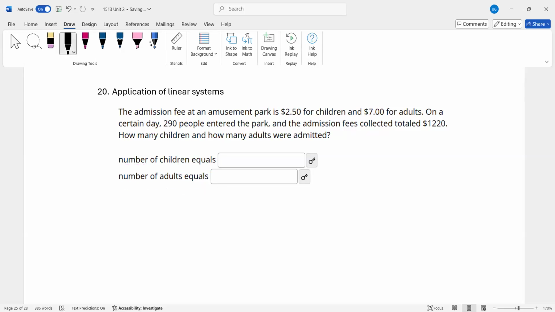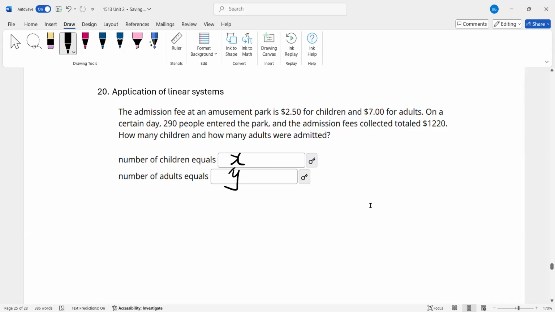All right. So let's use X to represent the number of children who went to the park, and let Y represent the number of adults who went to the park. Since we have 2 variables now, we are going to set up 2 equations. Let's read the question and find information that we can use to set up the equations.